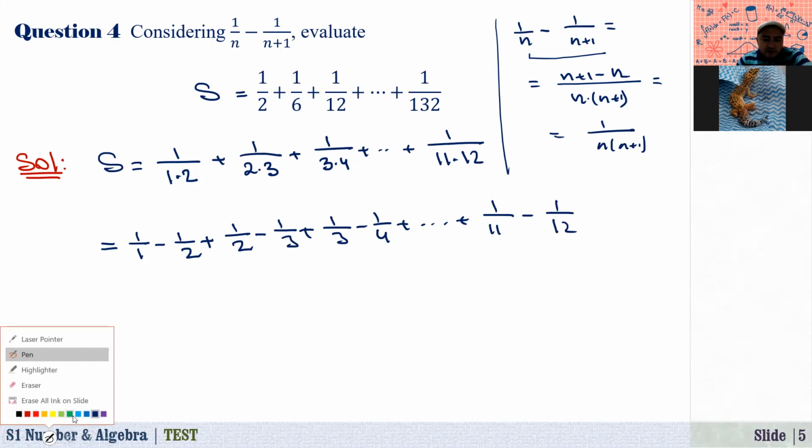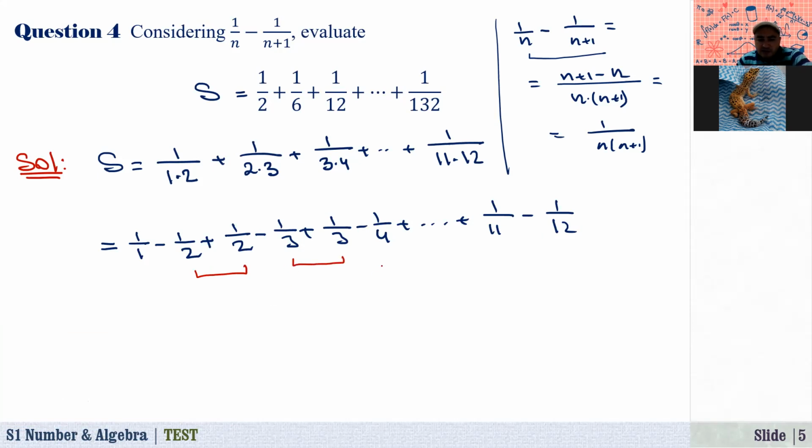Now if you notice, these fractions, negative half and plus half, the sum is equal to 0. Minus 1 over 3 plus 1 over 3 is equal to 0. Minus 1 over 4 plus 1 over 4 is equal to 0. Before 1 over 11, here we have minus 1 over 11, and plus 1 over 11. They are all equal to 0.